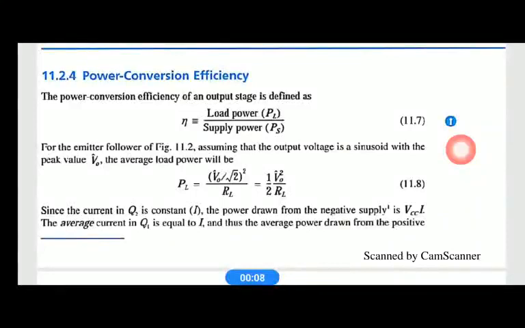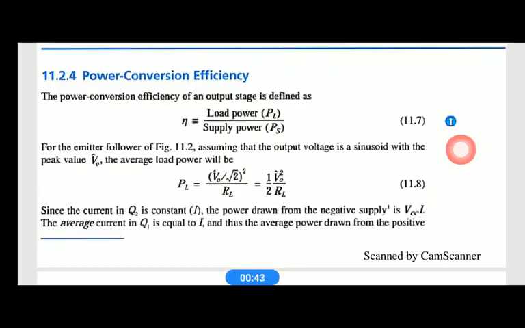In the last session, we were discussing the class A stage power amplifier. We discussed the example circuit diagram, its waveform and its power dissipation. We'll continue our discussion with the same topic, class A power stage amplifier.